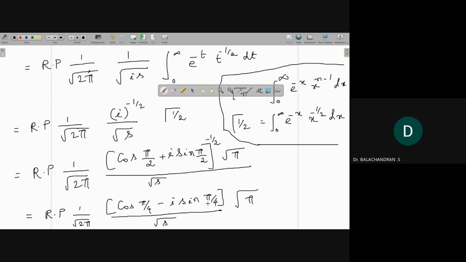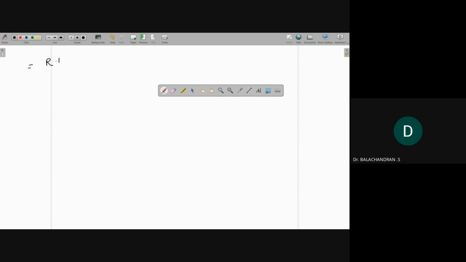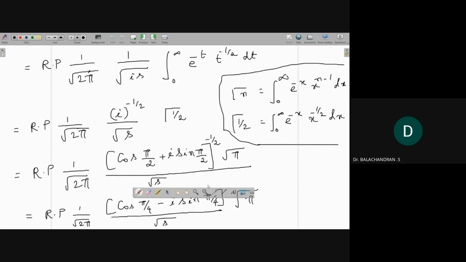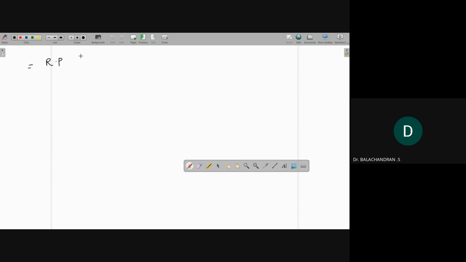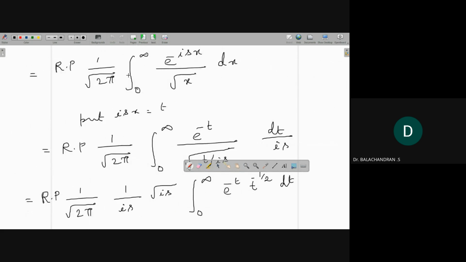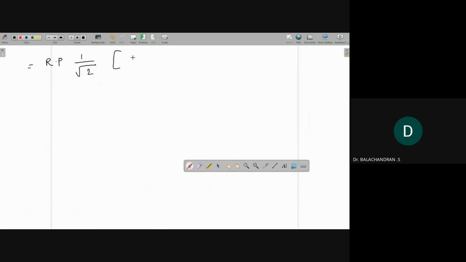Cos pi by 4 is what? 1 by root 2, minus i, sin pi by 4 is what? 1 by root 2. I'll write in the next slide. So which is equal to real part of root pi gets cancelled, so 1 by root 2 into cos pi by 4 minus i sin pi by 4. So cos pi by 4 is 1 by root 2, minus i into sin pi by 4 is 1 by root 2, by root s.